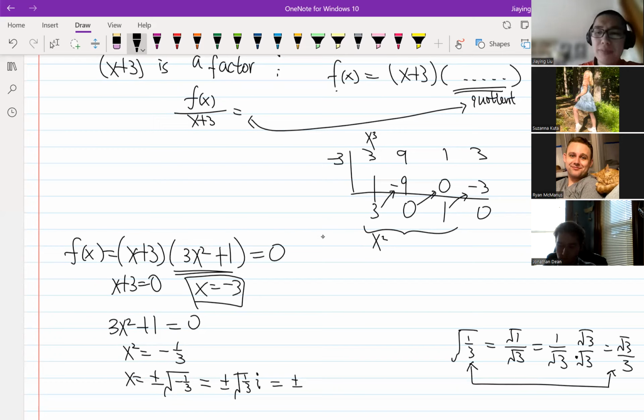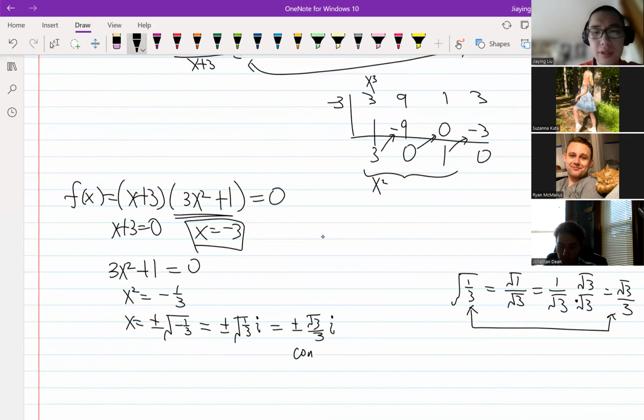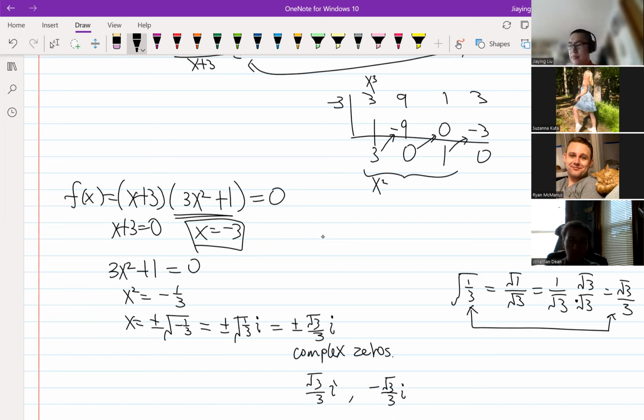So we end up with plus minus square root of 3 over 3 i. This is not a real zero, this is the complex zero. And of the two of them, one is positive √3/3 i, the other one is negative √3/3 i. Any questions?